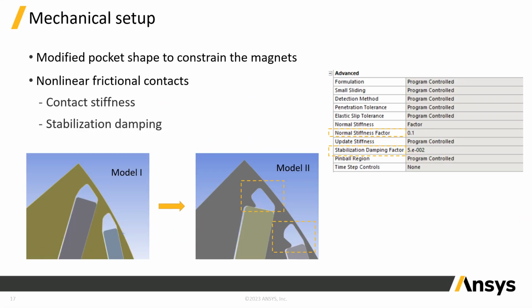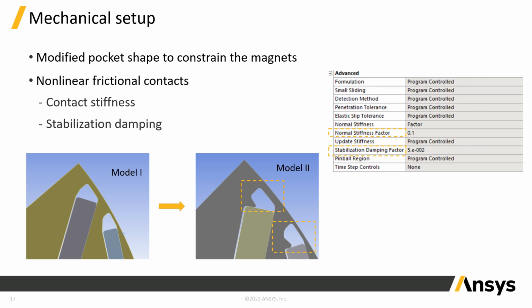Next, instead of this kind of raw pocket shape design from the MotorCAD export, we want to add some more detailed retaining feature to constrain the magnet more properly without using bonded contact, because that's more physical, and it's also one of the goals for the structural design. With this kind of retaining feature, we don't use linear bonded contact anymore. We can use more physical nonlinear friction contact.